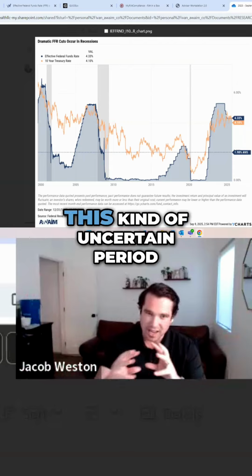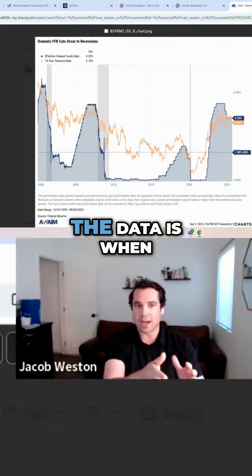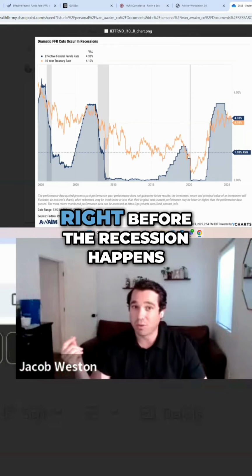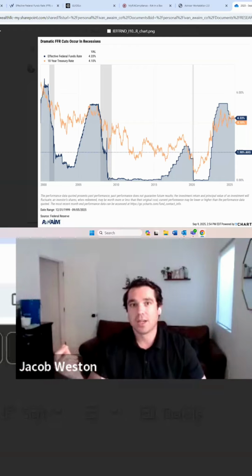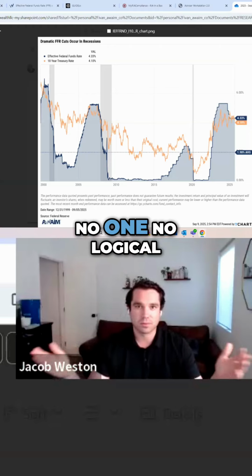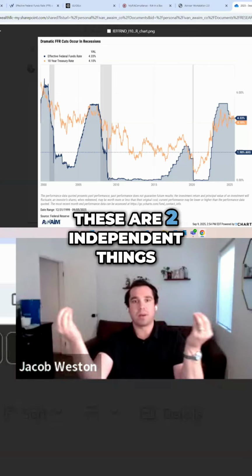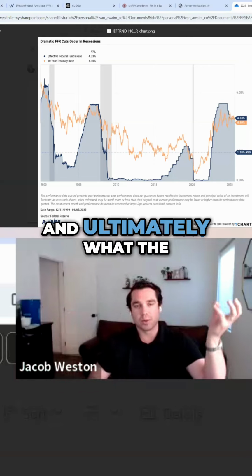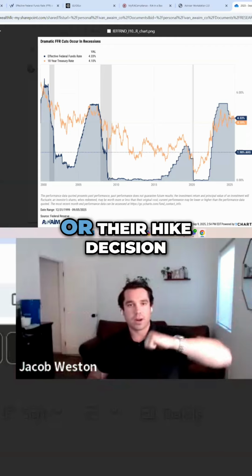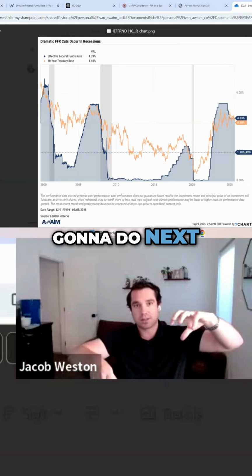But when we're in this kind of uncertain period, what we see in the data is when you go back in time, the Fed always cuts kind of right before the recession happens. So you could say the cut causes the recession, but that makes no sense. No logical person would say that. So what's actually happening? These are two independent things. And ultimately what the Fed is doing is they're making their cut or their hike decision based on what they think this thing is going to do next.